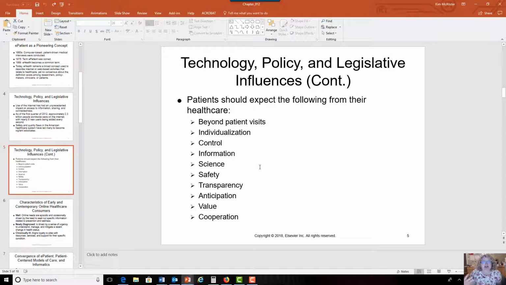Science. All of what we do should be based on science, safety. We need to keep the data safe. We need to keep our patients safe when they're online. They also need to be able to find out information about how to be safe. So we have to look at safety kind of in a 3D perspective.